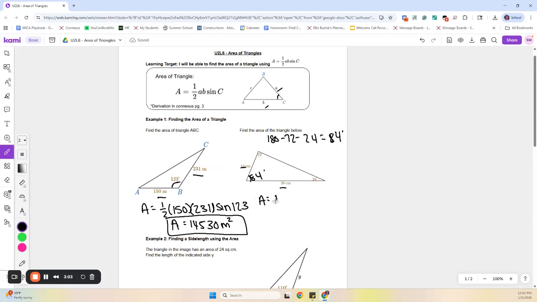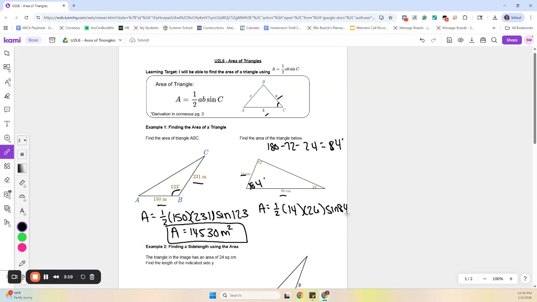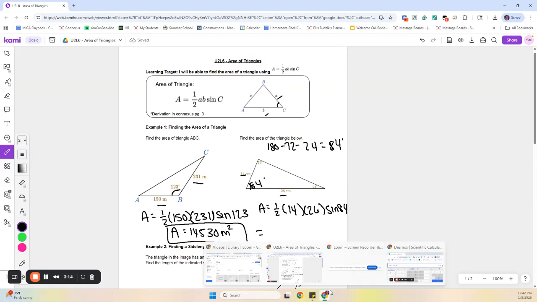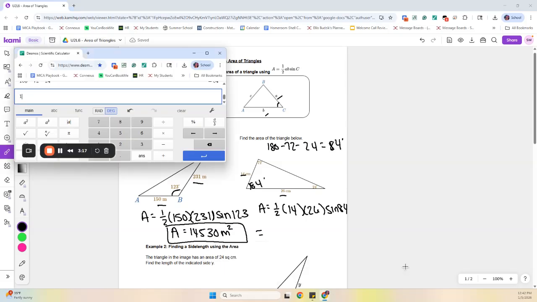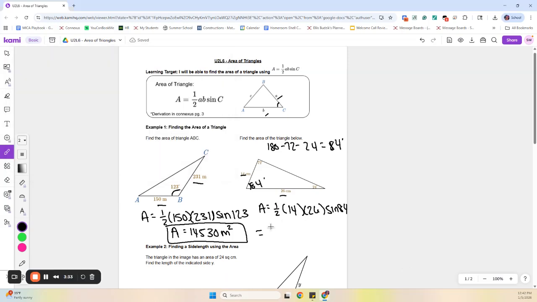We got area equals half of the 14 times the 26 times sine of 84. So again, I plug that into my calculator. Half times 14 times 26 times sine of 84. We get 181. So 181 centimeters squared.